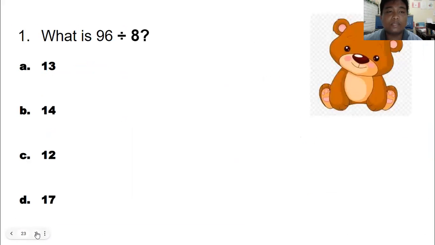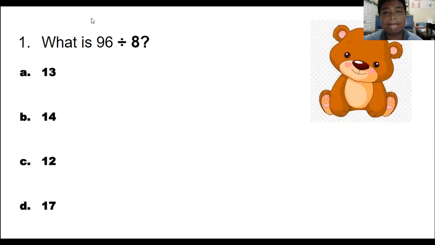Here, what is 96 divided by 8? What's your guess? You may comment your answer. I'll give you time to comment your answer. Okay, the answer to that is 12.